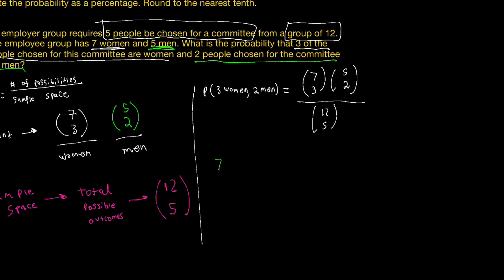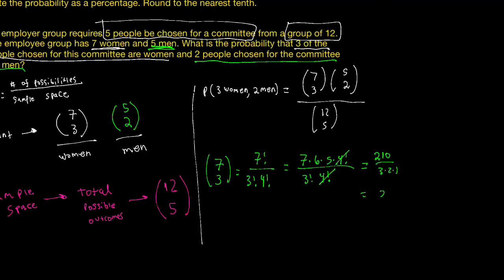So we have 7 choose 3, and that's going to equal 7 factorial all over 3 factorial times 7 minus 3, which is 4 factorial. Let's expand 7 all the way to 4 factorial. That's going to cancel out the 4 factorial from the denominator and the numerator. So now we have 7 times 6 times 5, which gives us a total of 210 over 3 times 2 times 1. So we get 210 all over 6, and then that's going to give us 35.